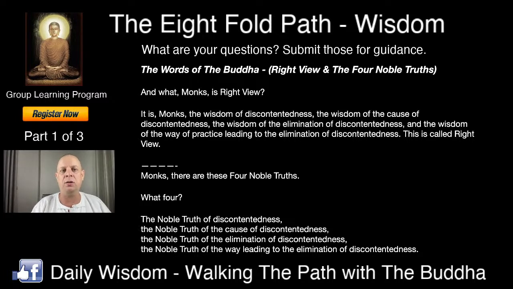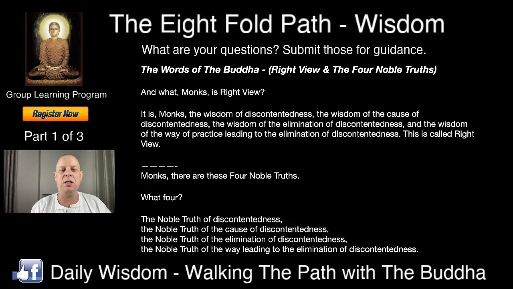So here under the line, I'm sharing just the top section of right view in the Four Noble Truths. So here you can see the Four Noble Truths say, "Monks, there are these Four Noble Truths. What four? The noble truth of discontentedness, the noble truth of the cause of discontentedness, the noble truth of the elimination of discontentedness, the noble truth of the way leading to the elimination of discontentedness." This is just the top section of the Four Noble Truths. It goes on from there.